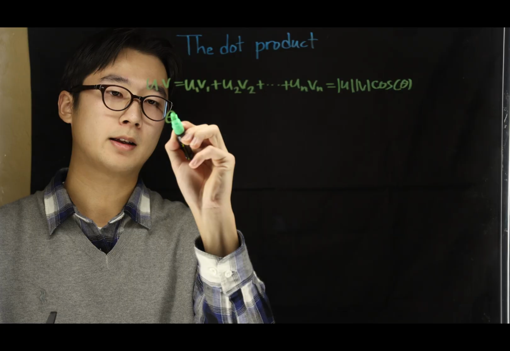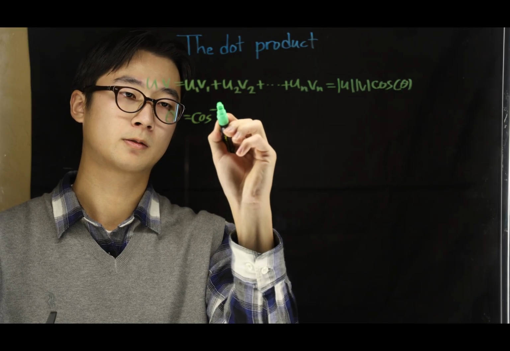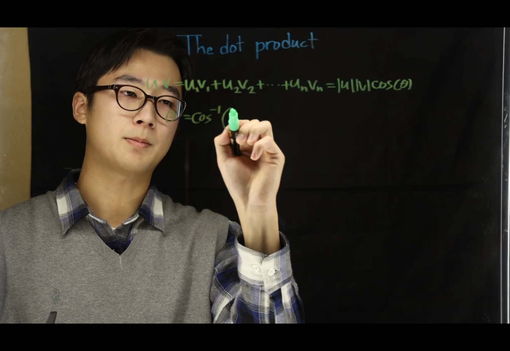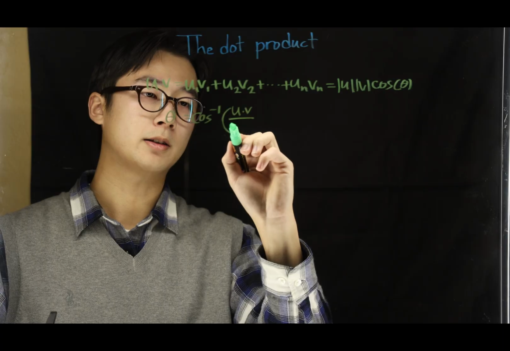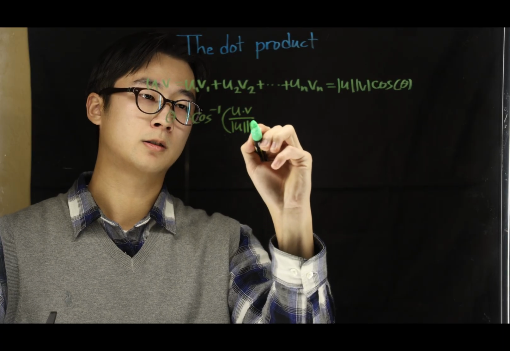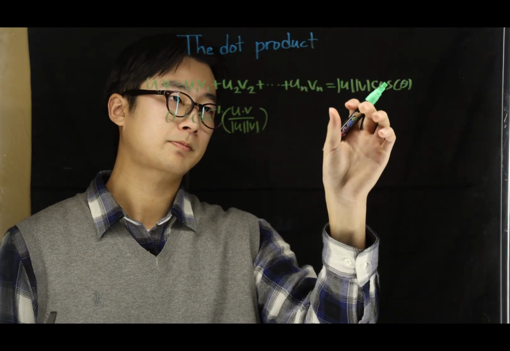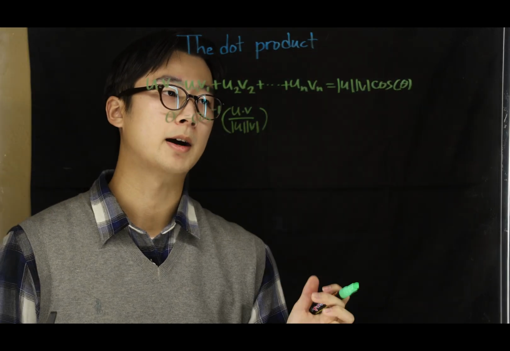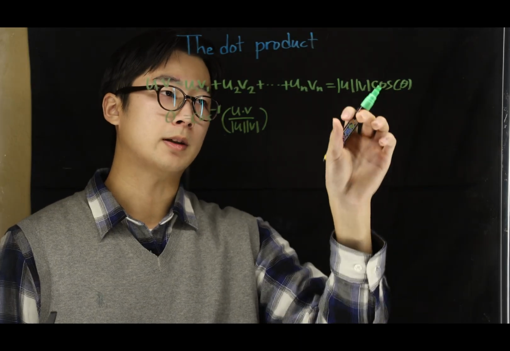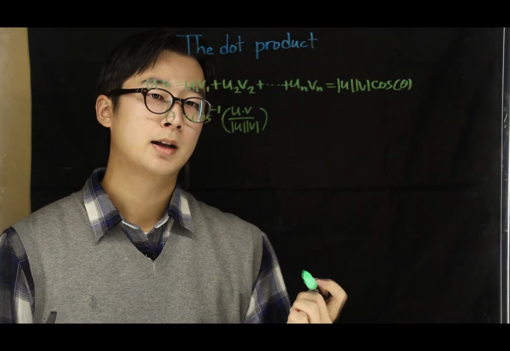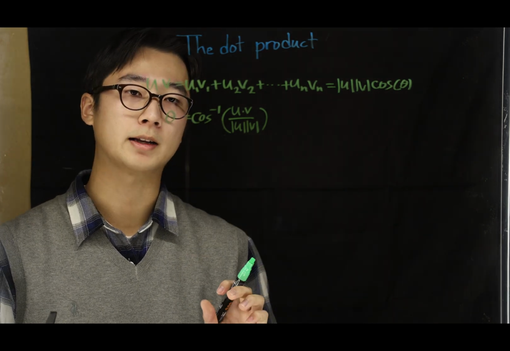So the angle theta is equal to the arc cosine of the dot product u·v over the magnitude of u and v. I just multiplied both sides by 1 over the magnitude of u and v to get rid of that. So using this, we can also find the angles.